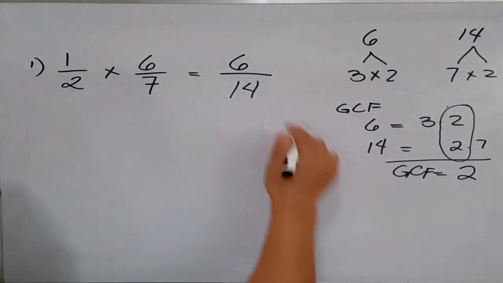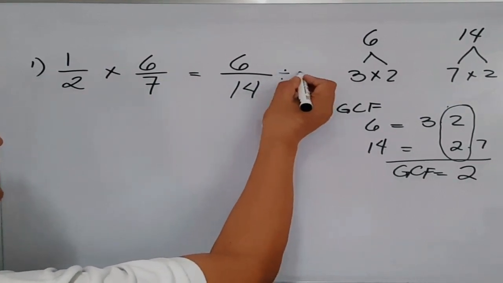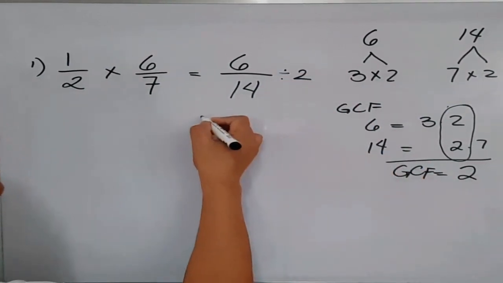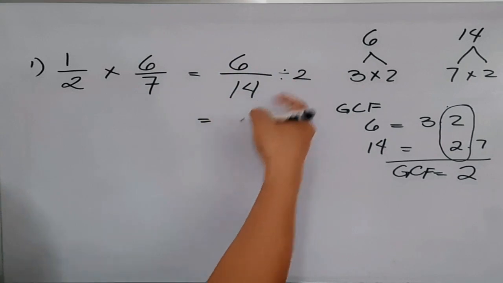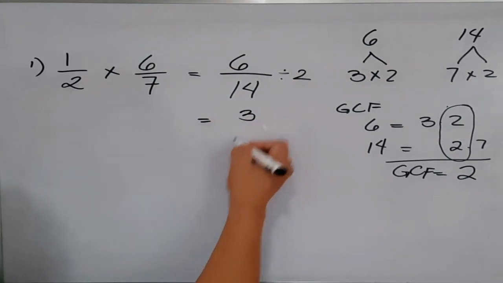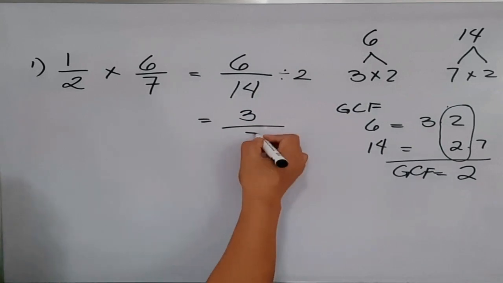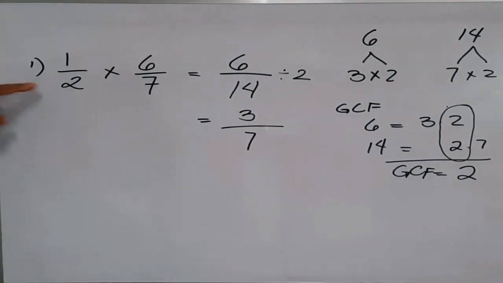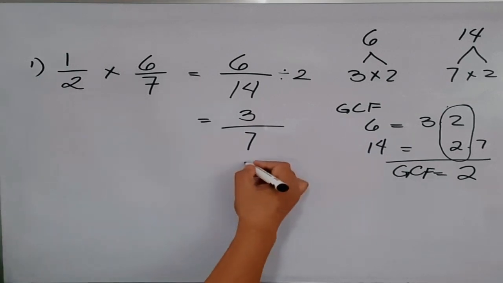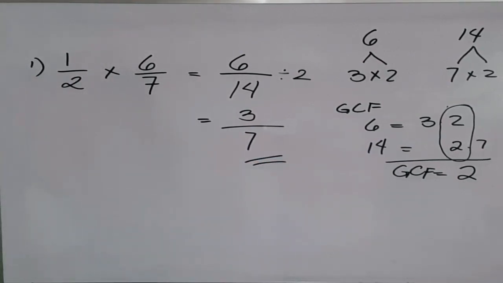So we divide both the numerator and the denominator by 2. It will be 6 divided by 2 is 3. And then 14 divided by 2 is 7. So 1/2 times 6/7 is equal to 3/7. That is your answer. Okay, let's take example number 2.